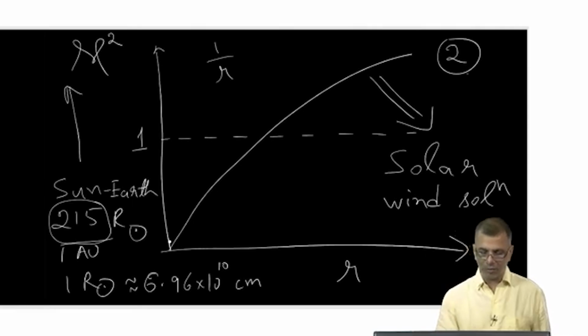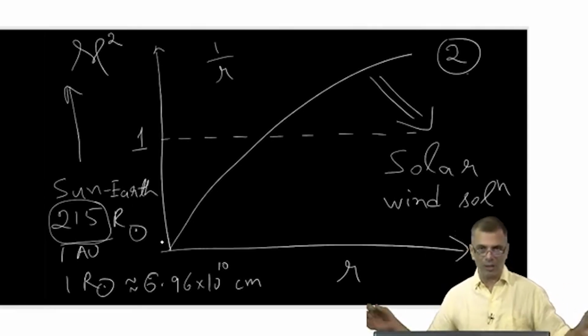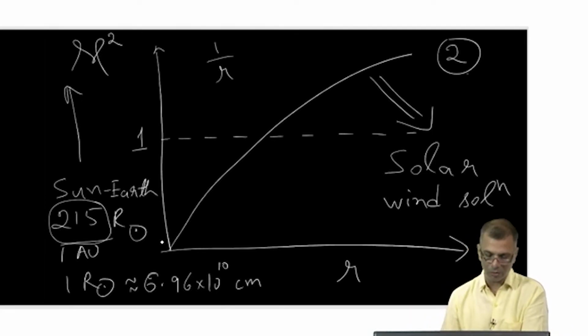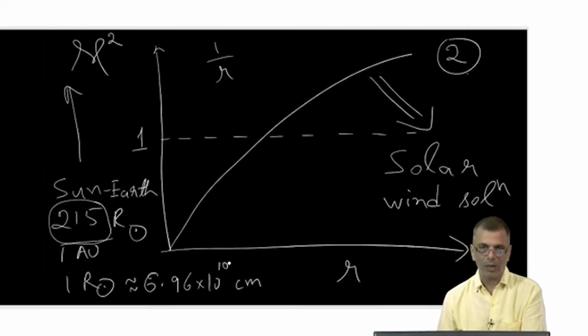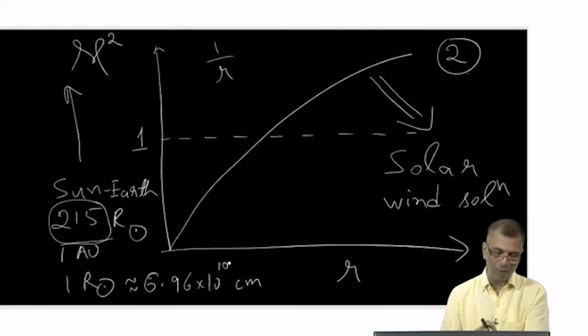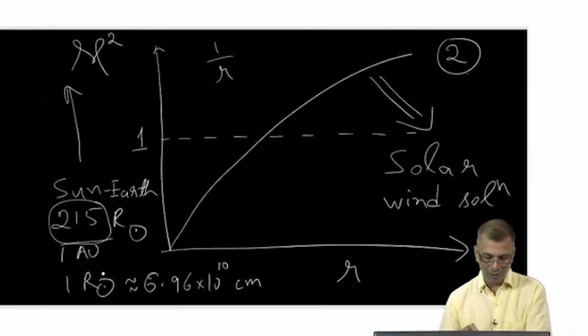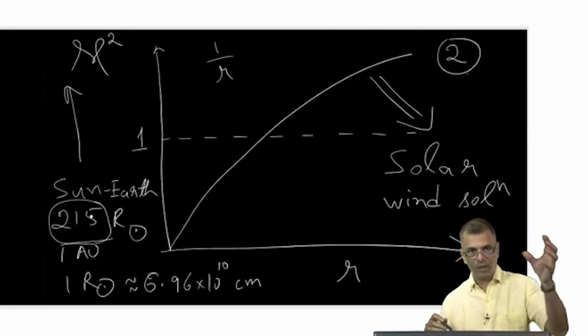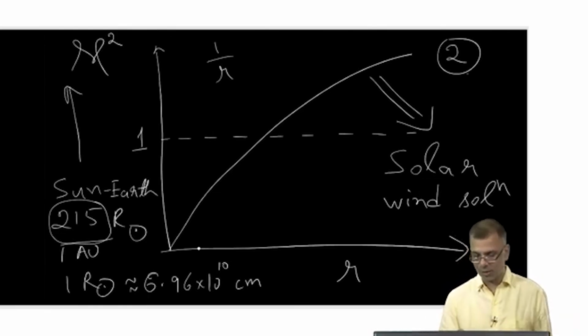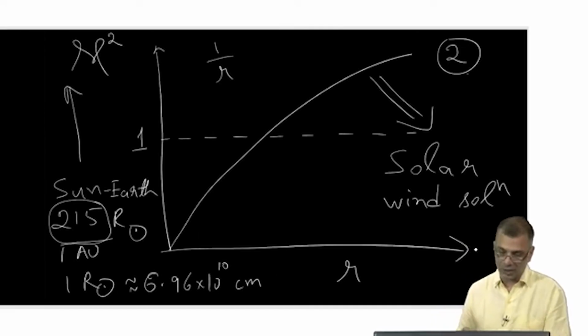Just to tell you that 1 solar radius is really very small, even in the context of the inner solar system, although it's 6.96 times 10 raised to 10 centimeters, so it's quite large. Lots and lots of earths would fit very easily into the sun, but by way of distances in the solar system it's really quite small, because 215 suns could fit in between the sun and the earth. Okay, so that's the context, those are the kinds of numbers you should have in your mind while looking at this x-axis, right?